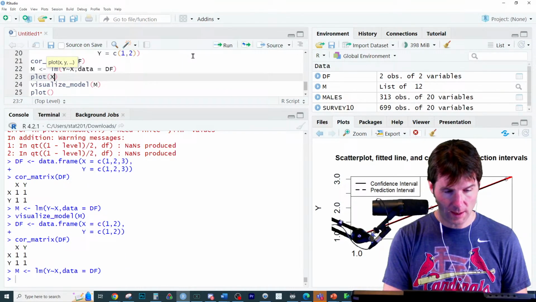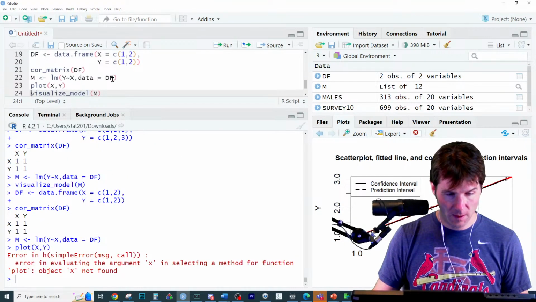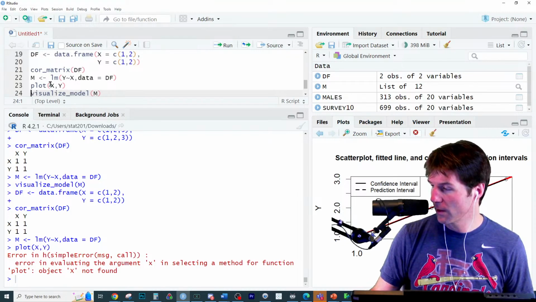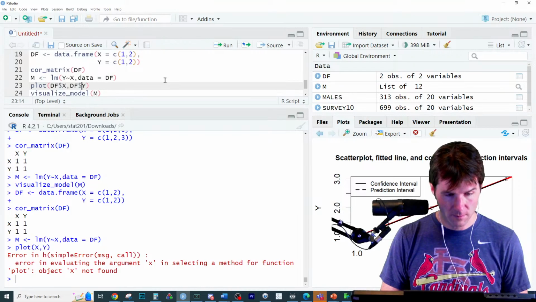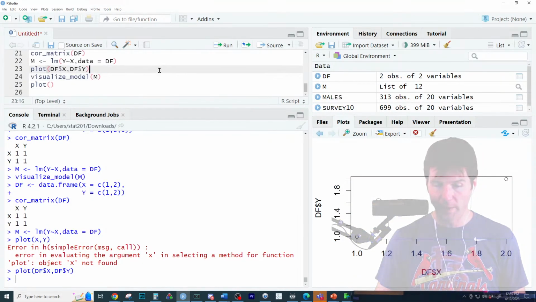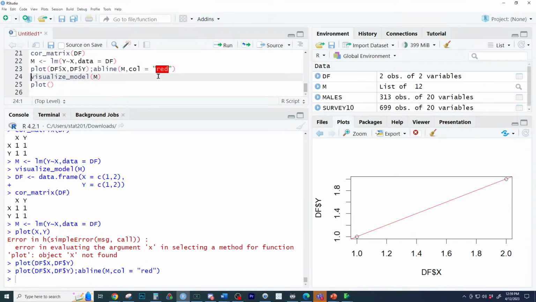Plot x comma y, up to data equals. Any two points. Ooh, same root cause. I like that. Any two points will always be connected by a line.